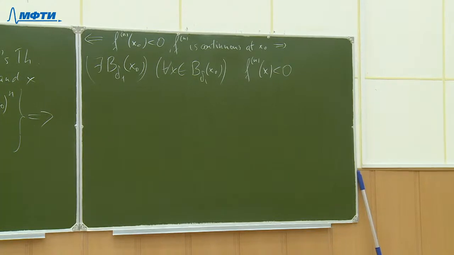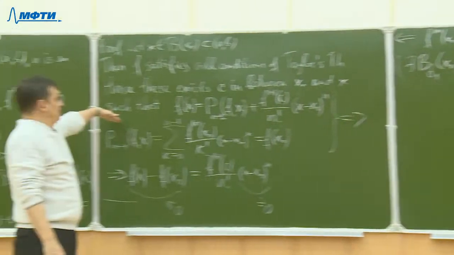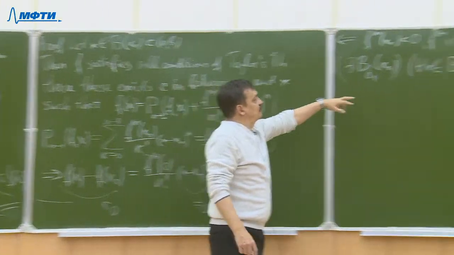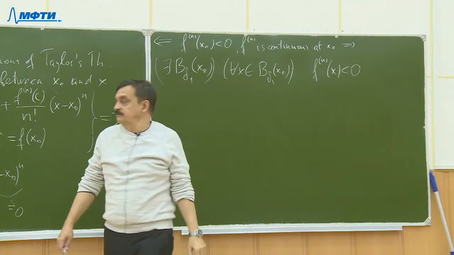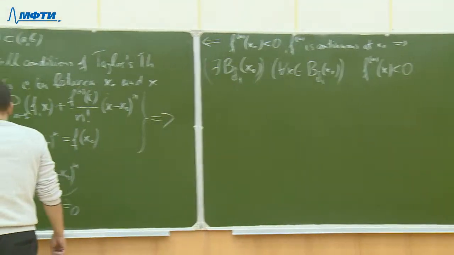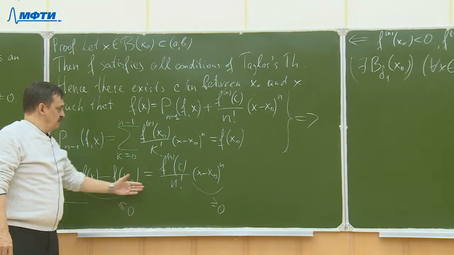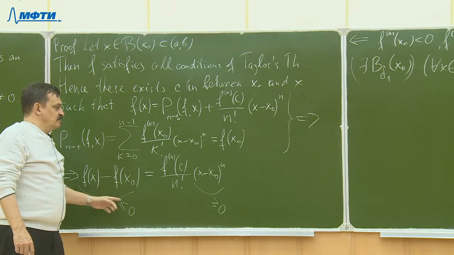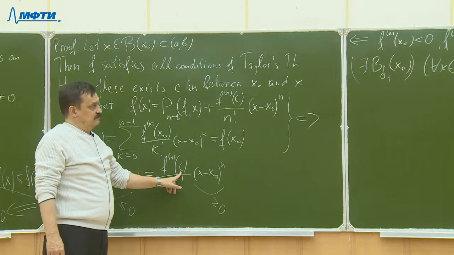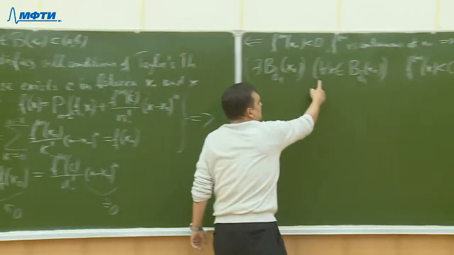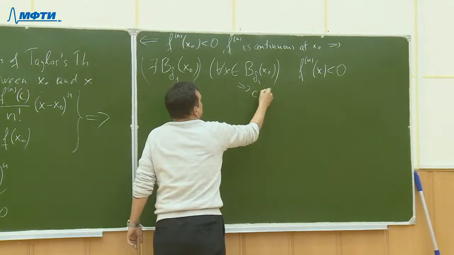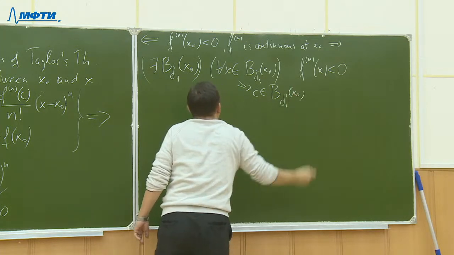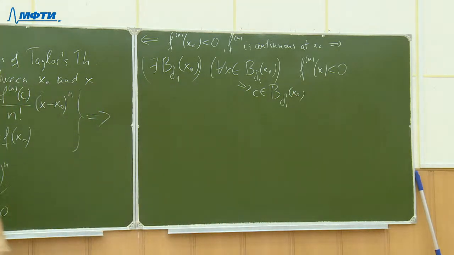Now, we apply Taylor's theorem again, right? Now for x from that neighborhood. And look at the final equality. So if x is here, then c from that Taylor theorem is also in that neighborhood, right?